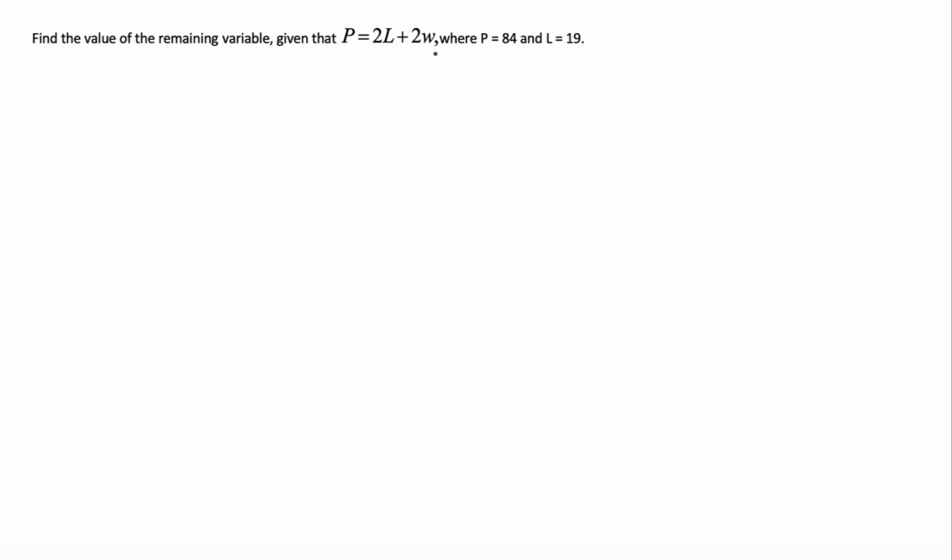So in this case, we are going to solve for W. The first thing we should do is plug in these values. The perimeter is 84, or P is 84. L is equal to 19, and L would be the length. So that means we are finding the width of this particular rectangle.